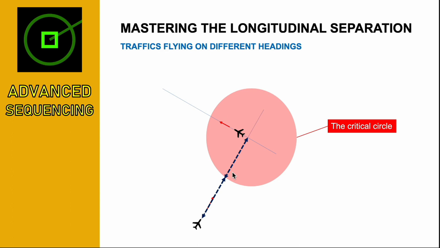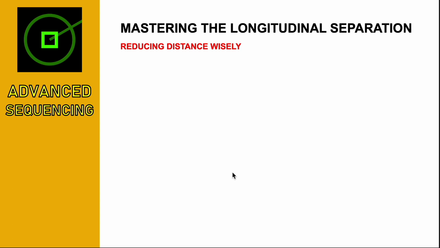This is not exactly like this, but as a quick reference, you can use this method. So yeah, try to understand this concept. And there are going to be situations where you're going to face this situation where you need to analyze if it's safe to keep both traffics in the same heading. So how do you reduce distance wisely? There are going to be situations where, for example, one traffic is flying towards this situation. This traffic is on the final path, and you want to sequence this traffic behind this traffic, but you don't want to put it too far away because you want to optimize the space. So actually, you want to reduce the distance.